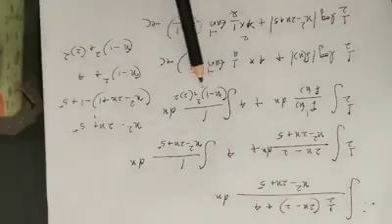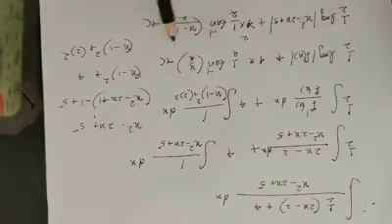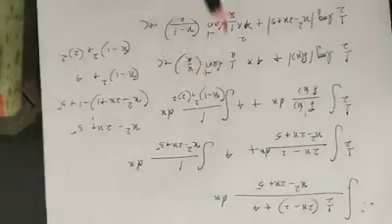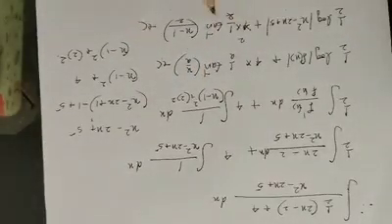What is 1 by x square plus a square? 1 by a tan inverse x by a, where a is 2 and x is x minus 1. And 2, 4 we can cancel. The result is 1 by 2 log mod x square minus 2x plus 5 plus 2 into tan inverse x minus 1 by 2 plus a.